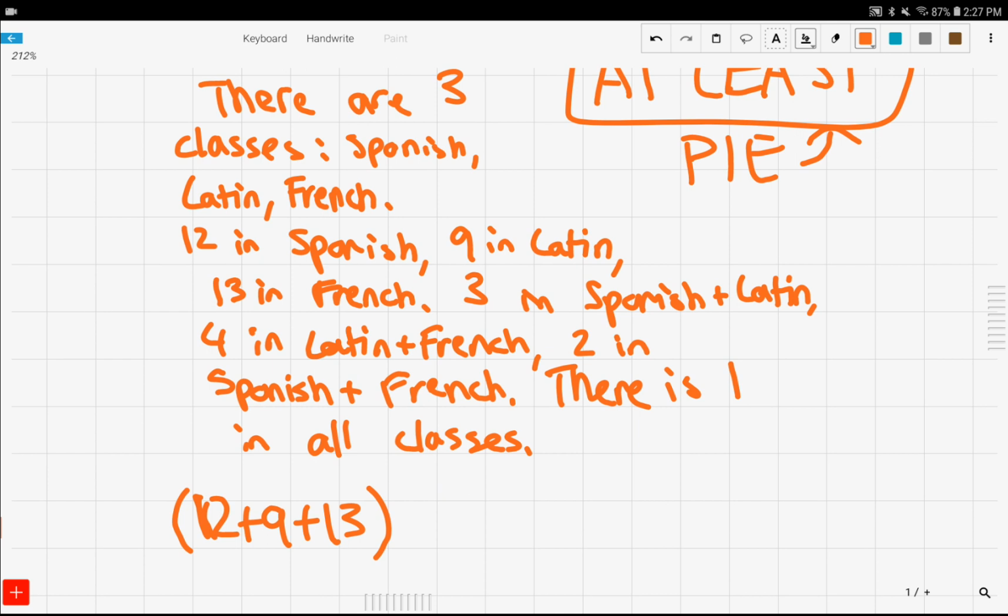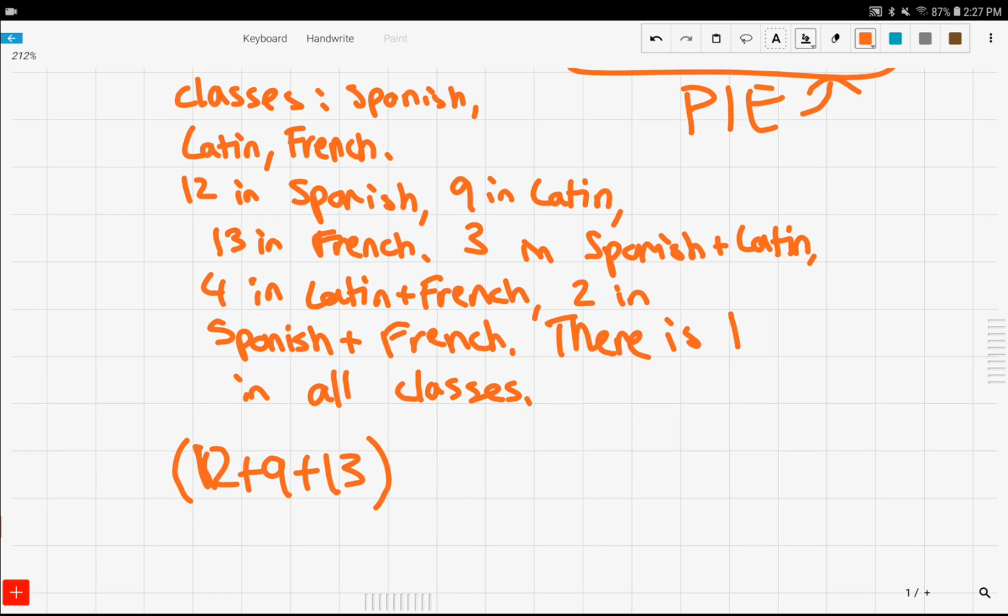And then we see that we have, again, overcounted somehow, because we accidentally counted the number of people in two classes 2 times each. For example, a person who is in both Spanish and Latin is counted 2 times. A person in Latin and French is counted 2 times, and a person in Spanish and French is counted 2 times. So we can make up for this by subtracting one of the people in 2 classes. So minus 3 plus 4 plus 2.